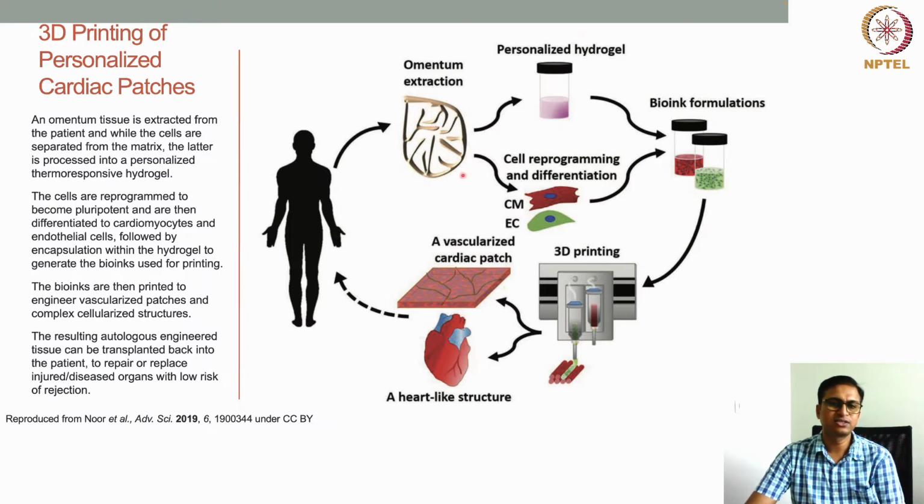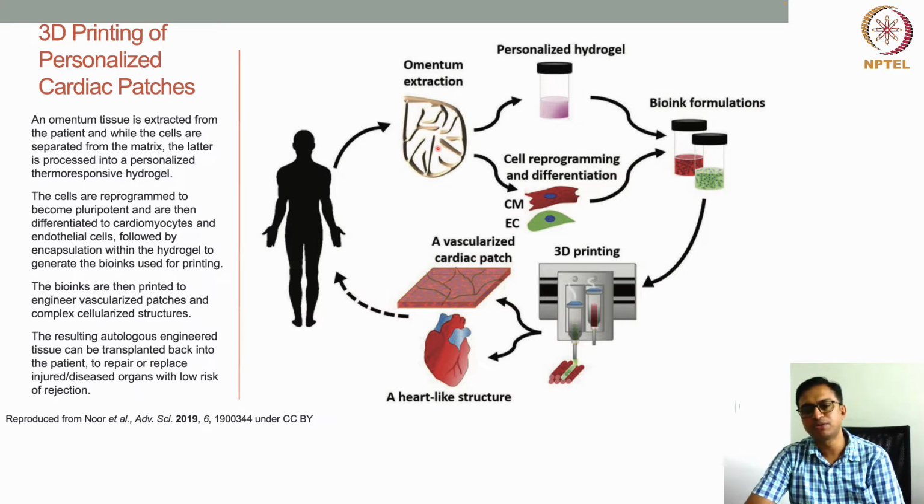They extracted this omentum tissue from the patient, and because this tissue is composed of both cellular and acellular components, the cells can be separated from this tissue, and the material, the extracellular matrix, can be collected. Suppose the cells are isolated first, and then the remaining matrix can be developed into a hydrogel. So first the cells are separated, and then it is the decellularized tissue. This omentum tissue is also composed of different materials like collagen, GAGs, and other things.